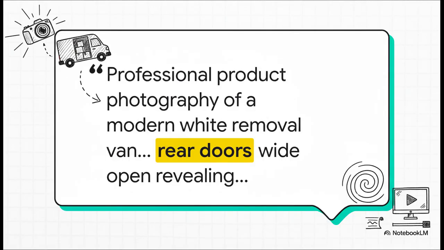And just look at the level of detail we're talking about here. This is an actual example prompt from the tool. It doesn't just say a van with boxes. No, it specifies the style of photography, the lighting, the camera angle, everything you need to guide you toward a really professional-looking result. It's amazing.